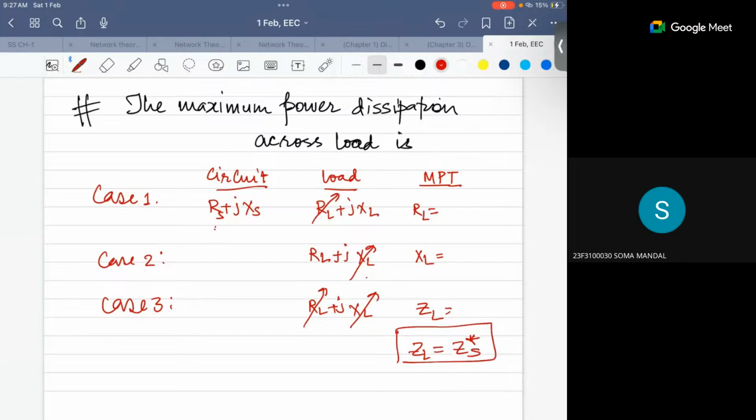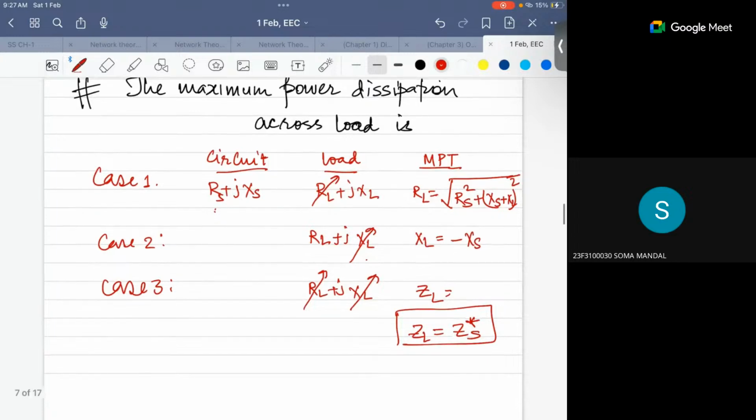In the first case, where only RL is varying, you can directly write it as the square root of RS whole square plus XC plus XL whole square. And in the cases where XL is varying, for maximum power transfer, this should be equal to minus XC. And in the third case, you already know that when both are varying, then ZL should be equal to ZS conjugate. Okay, this is how you solve.